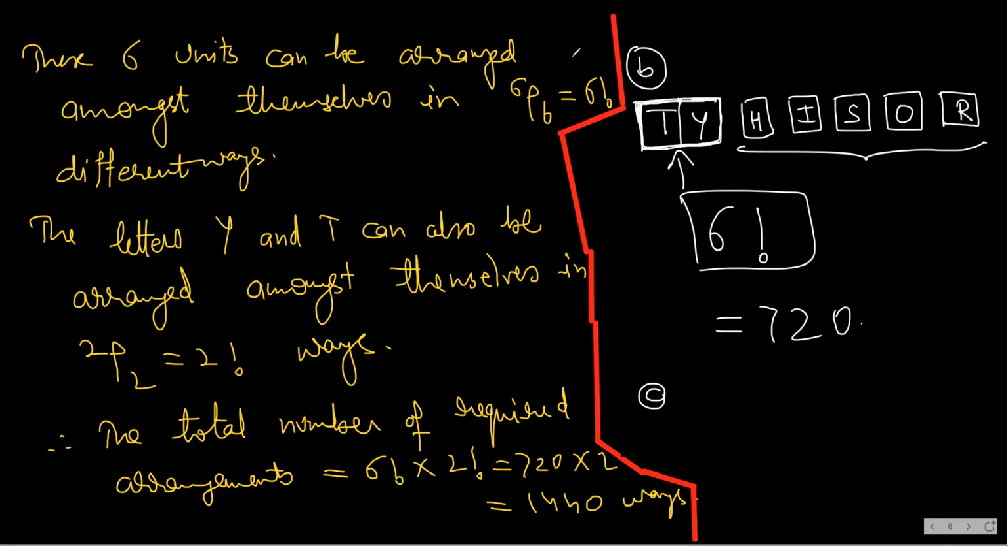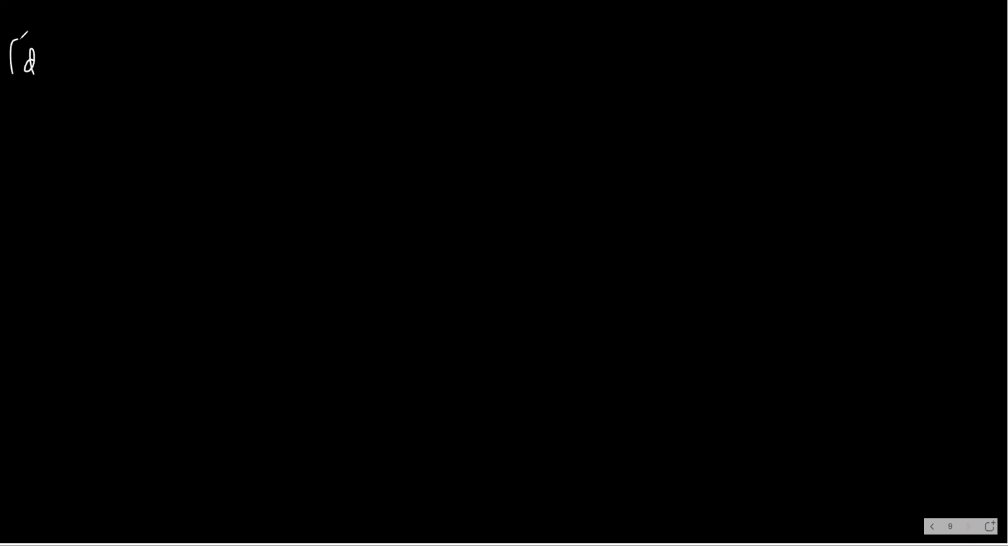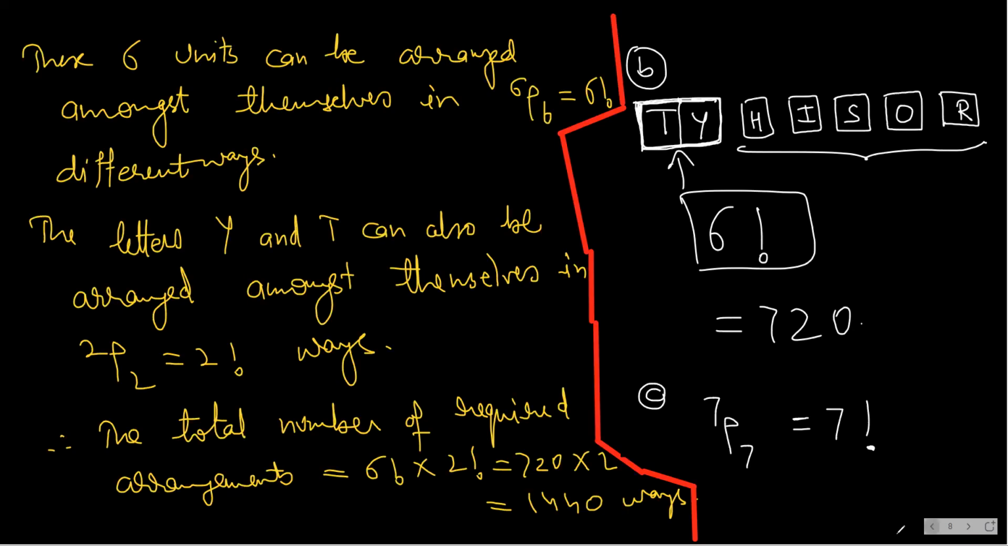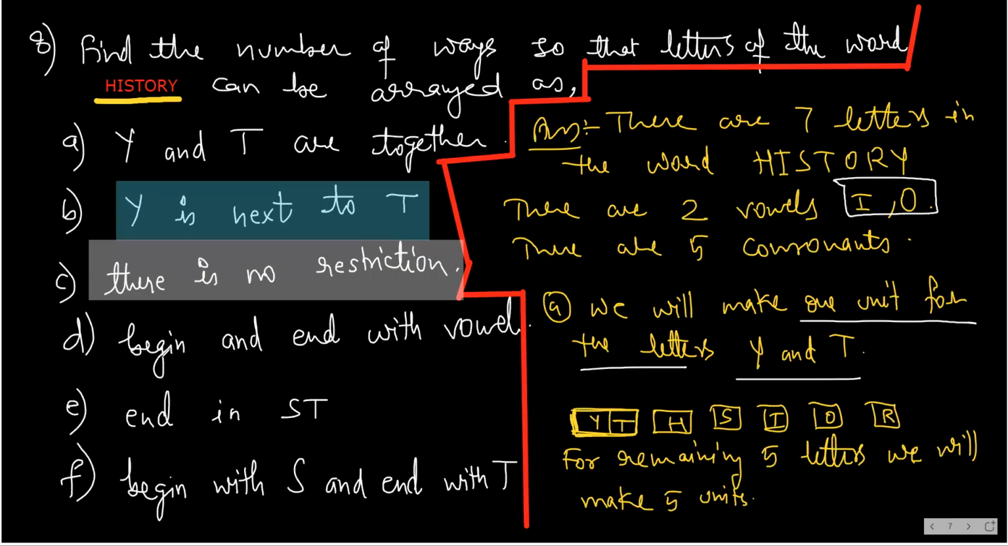The answer for C was 7 factorial. The answer for C is 7P7, that is equal to 7 factorial. I will do this B and C you are doing on your own. I am now solving D. What is D? D says that the arrangements begin and end with vowels. Okay, so let's do it.